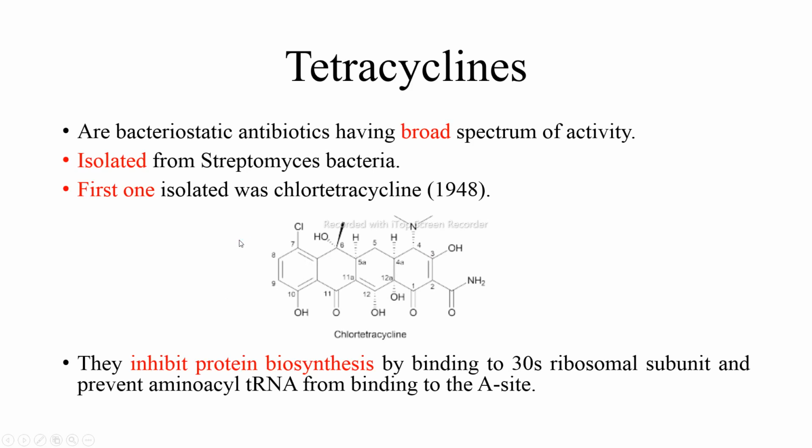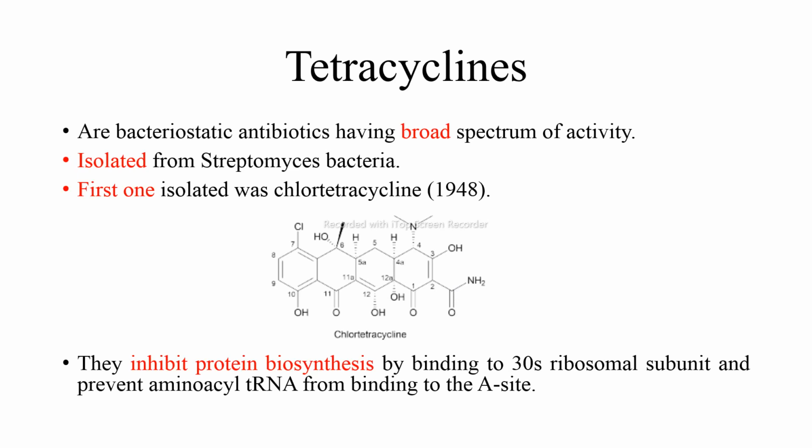Now, these tetracyclines are bacteriostatic antibiotics having a broad spectrum of activity. These tetracyclines are isolated from Streptomyces bacteria. The first tetracycline isolated was chlortetracycline in the year 1948. So this is the structure of chlortetracycline, which is the first tetracycline isolated in 1948.